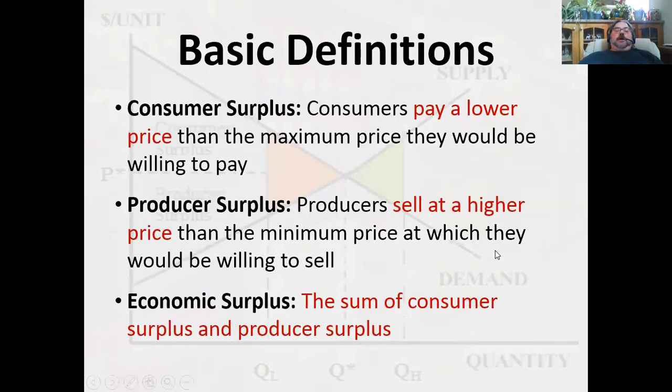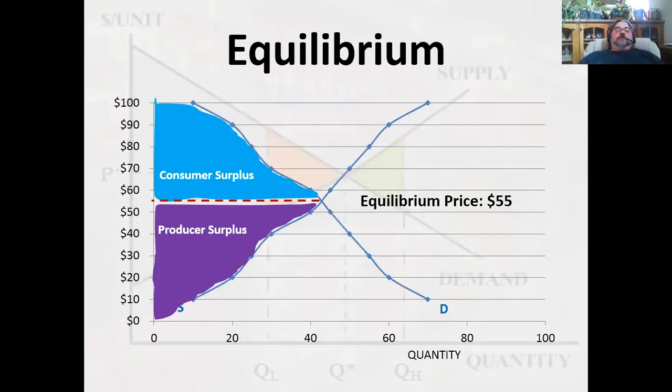And this is where we describe those basic definitions. So a consumer surplus is when consumers pay a lower price than the maximum they are willing to pay. Producer surplus is when producers sell at a higher price than the minimum at which they would be willing to sell. And we call the combination of the two, if you add consumer surplus to producer surplus, you get what's called an economic surplus. And that's a number used by economists to measure the health of the economy. Let's look at how that graphs out.